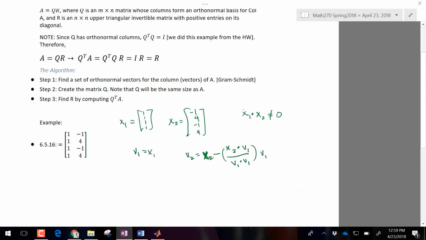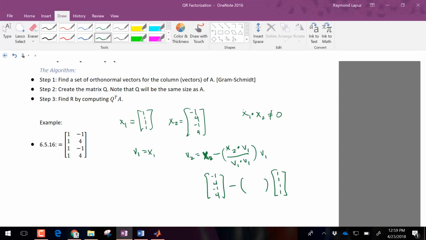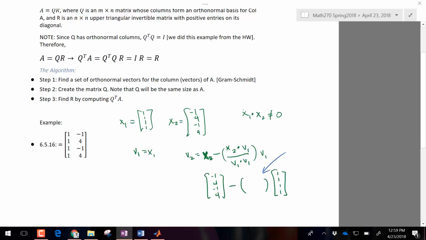So this is X2, right? So we have -1, 4, -1, 4, minus some constant that we're going to figure out, and then V1 is 1, 1, 1, 1. So let's figure out that constant, that scalar, I mean. So it's X2 dotted with V1. That's really X1 and X2 dotted together, right? What do we get? 6 for the top and 4 for the bottom.